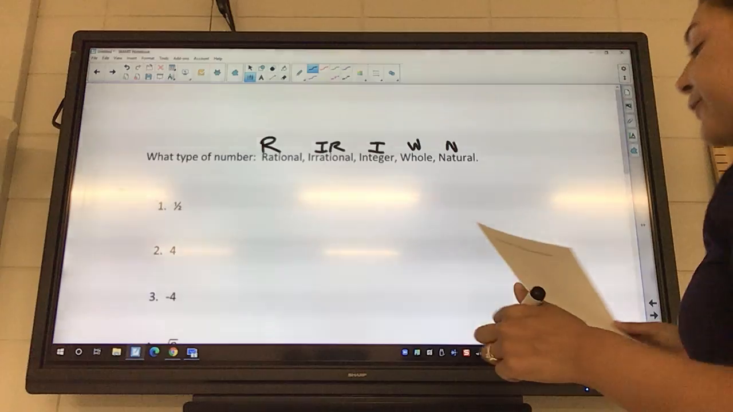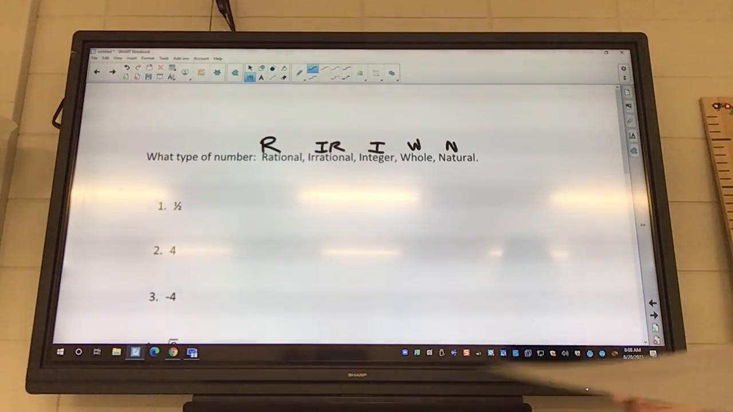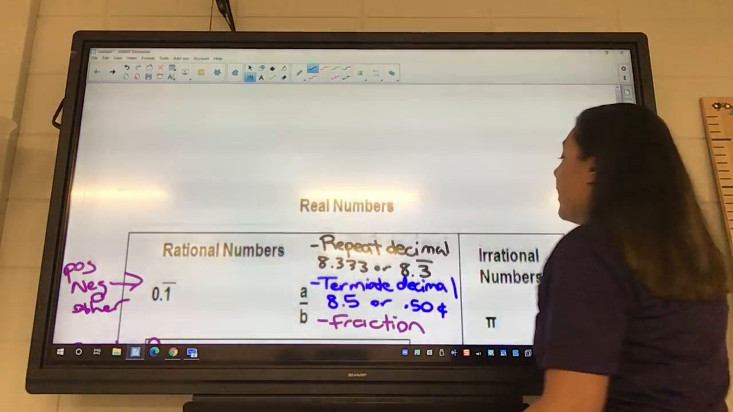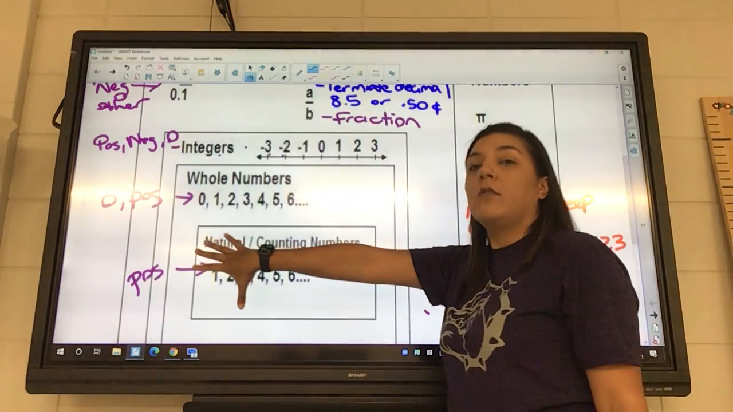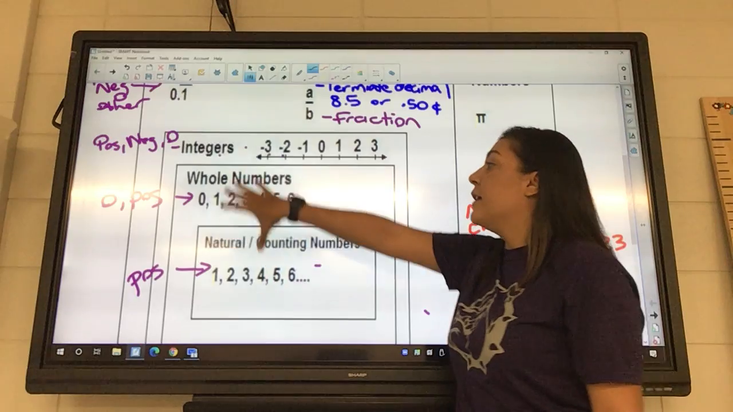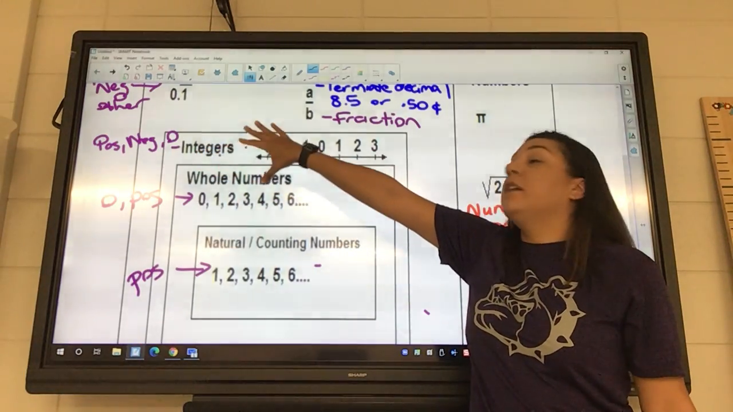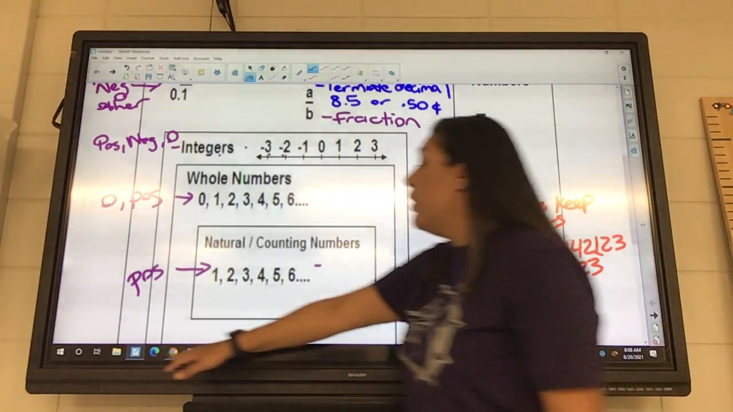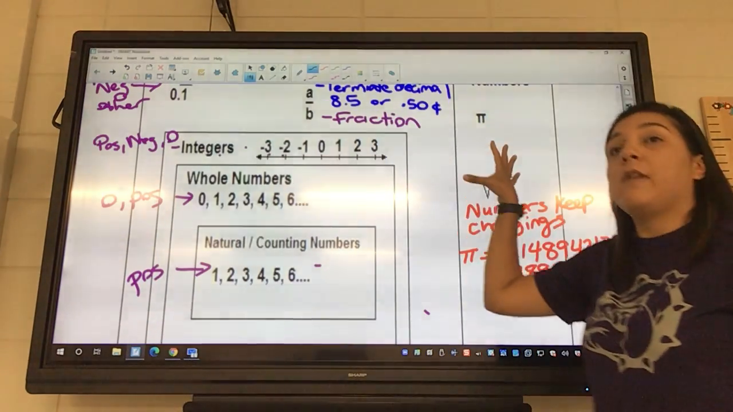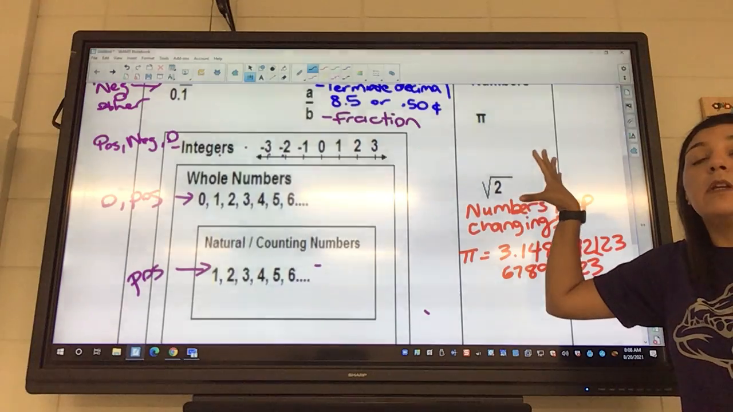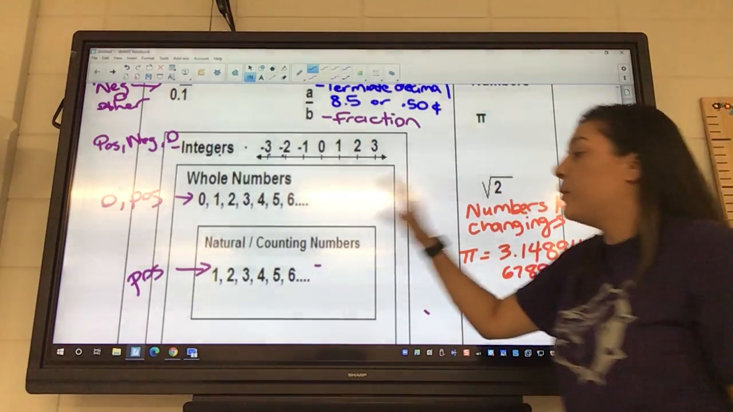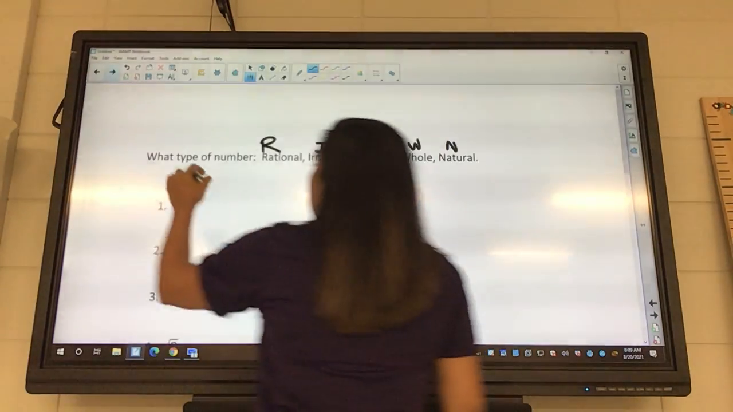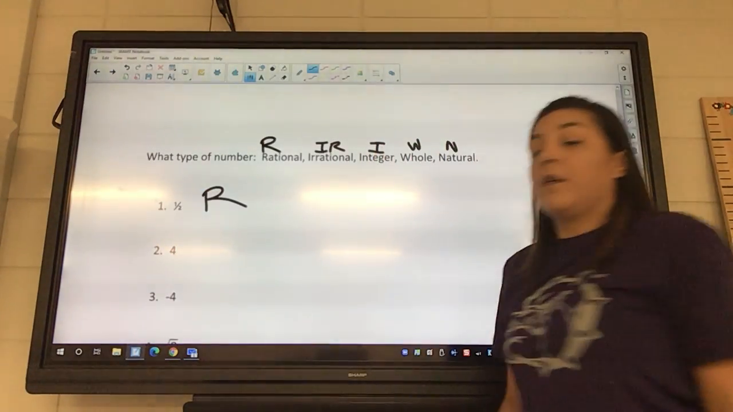Number 1, 1/2. And we start on the inside of the chart. Is 1/2 a natural? No, it's not. Is it a whole? Is it an integer? Is it a rational? Yes, it is. It can only be rational or irrational, so you never need to look at this chart, really. I mean, you do for some of the numbers, but we know that 1/2 is just rational. So you're just going to put R.